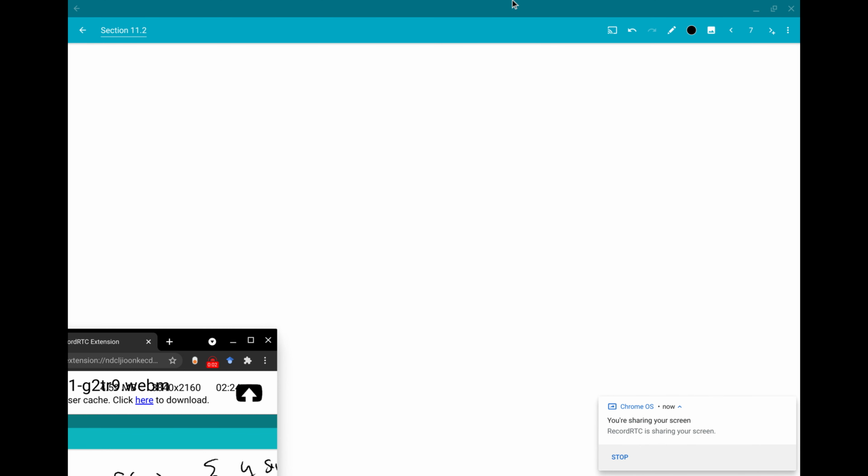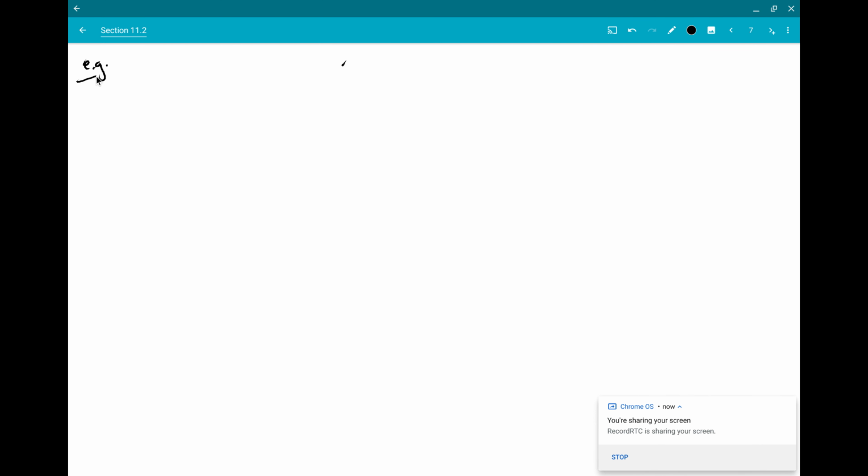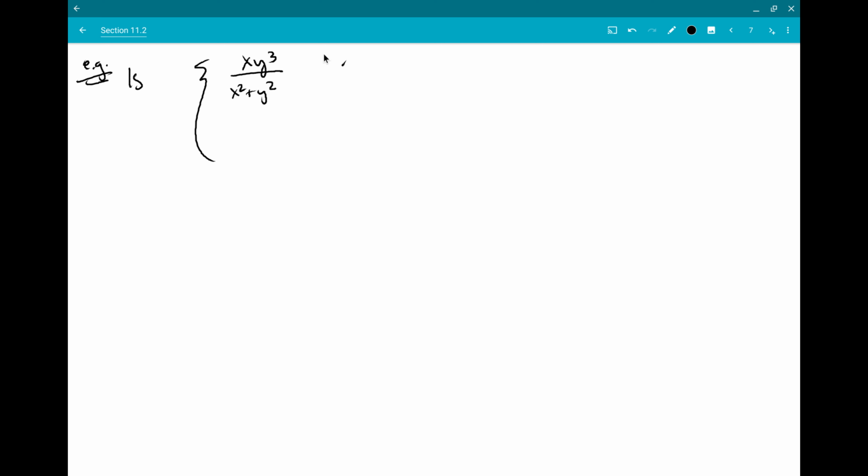All right, so let's try out a couple of continuity examples. For example, we're going to ask ourselves if this piecewise function, xy cubed over x squared plus y to the 6, oops, that's not 6, and otherwise 0, where the difference is just happening at the origin. And I want to check whether or not that's continuous.